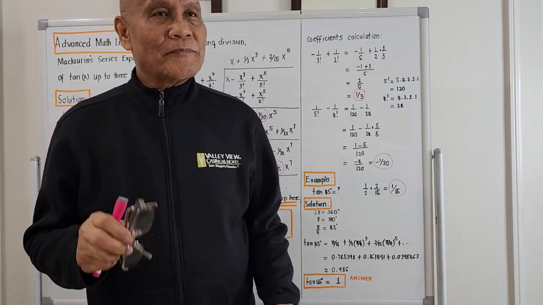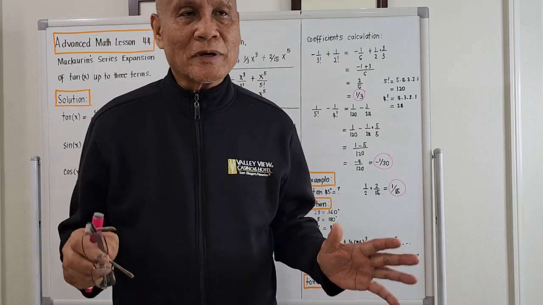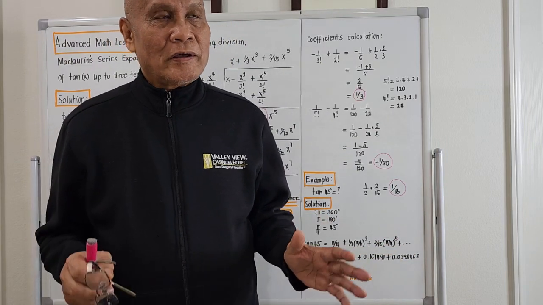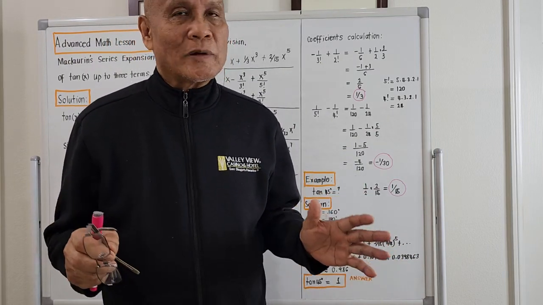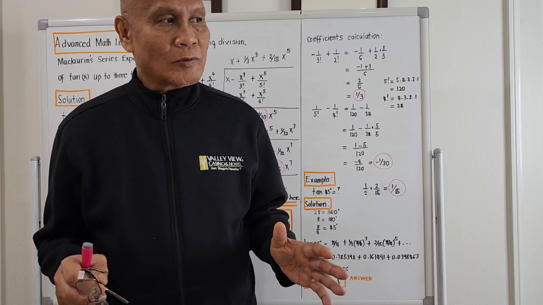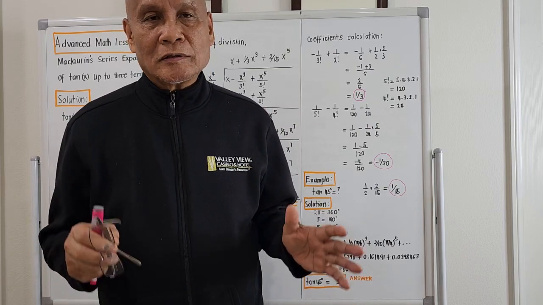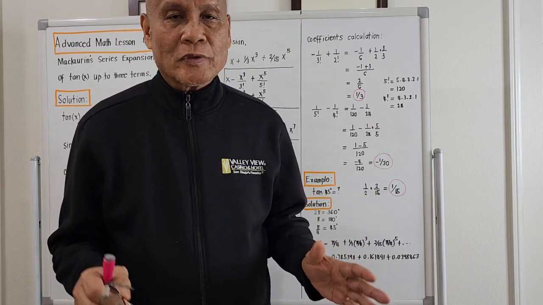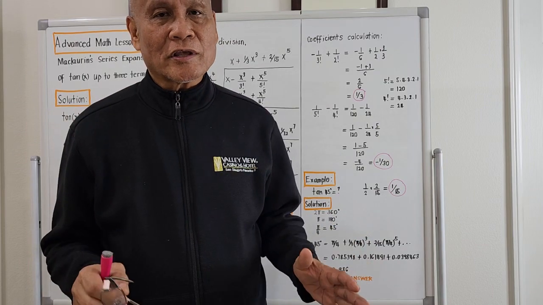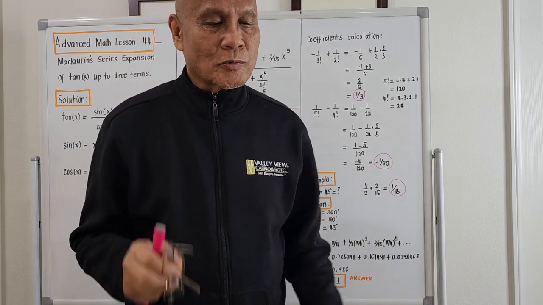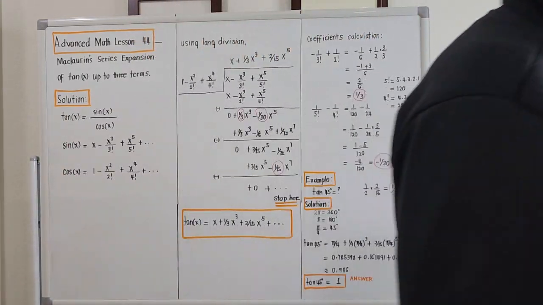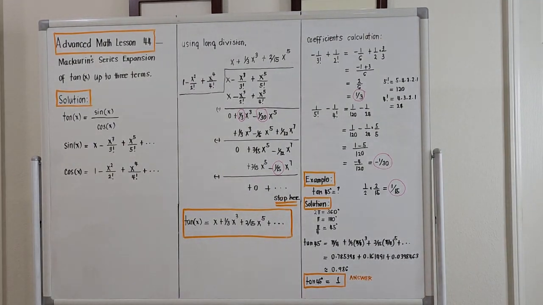Okay, my topic for tonight will still be advanced mathematics. And for tonight, we will be deriving the so-called equivalent of tangent of x by using Maclaurin's series of expansion. Okay, let's proceed. I will check my camera. Oh, it's fine.